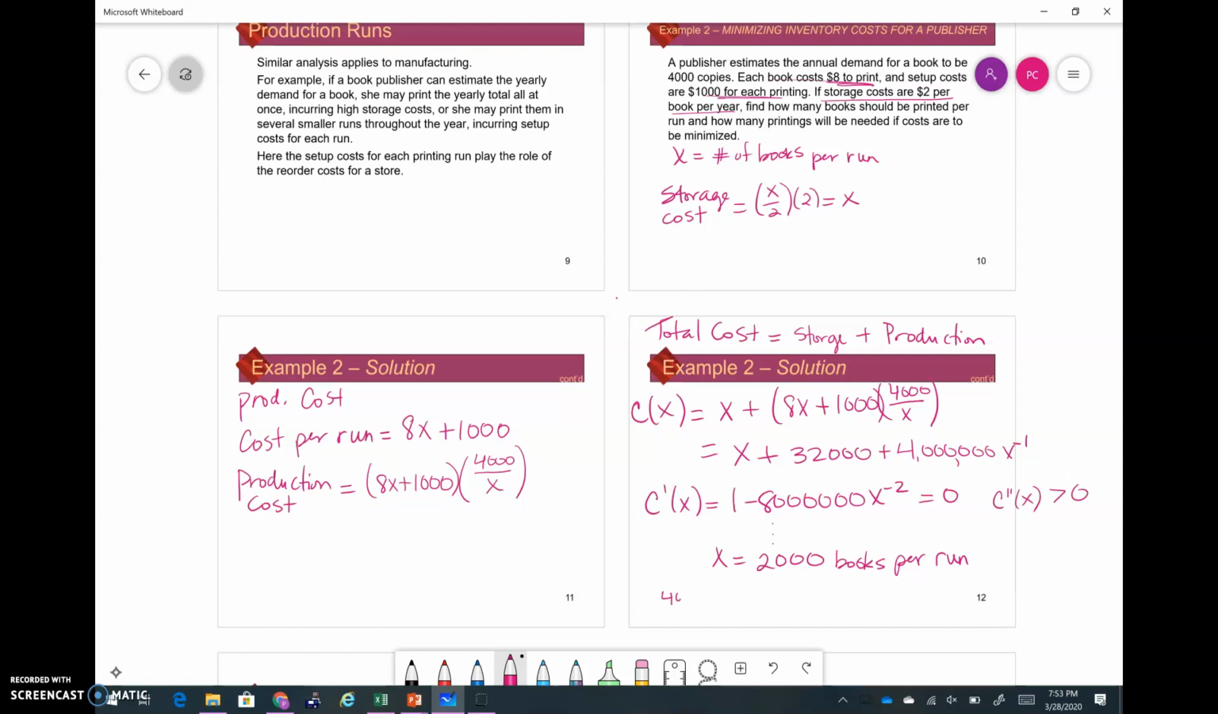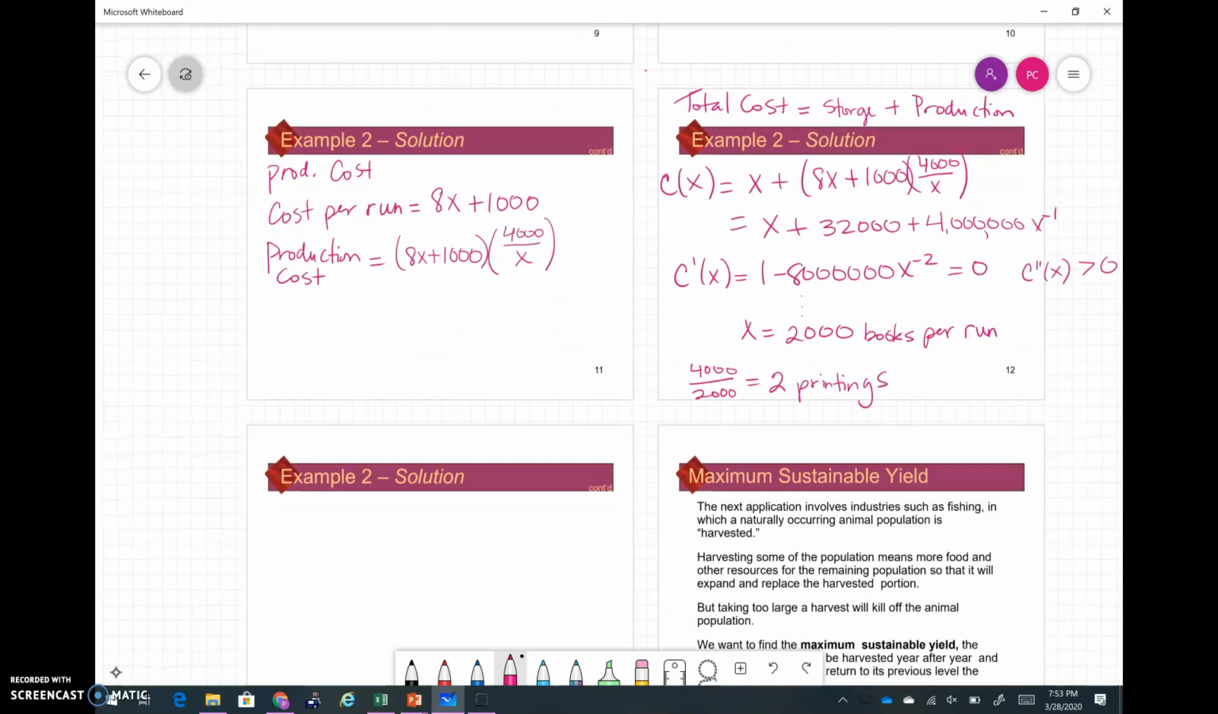If you do 4,000 divided by 2,000, that gives us 2, so 2 different printings to minimize our cost. All right, let's keep going.